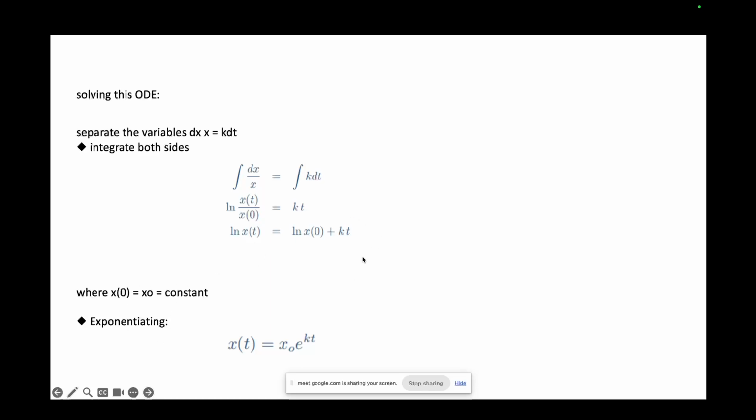If you exponentiate, log of xt by x naught, when you take the anti-log, xt by x naught becomes e to the power kt. If you put x naught on the right hand side, the equation comes out as xt equal to x naught e to the power kt. So if you have a simple first order differential equation where you can just separate out the variables on the left and right hand side, you can directly integrate and find the solution.